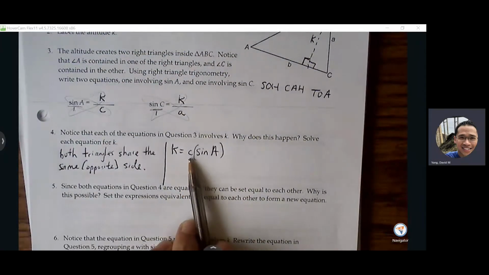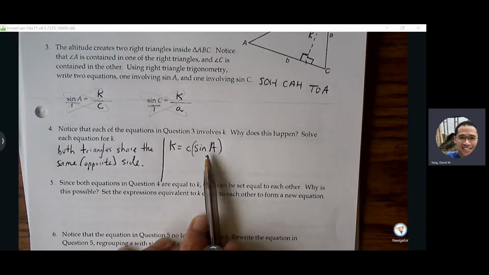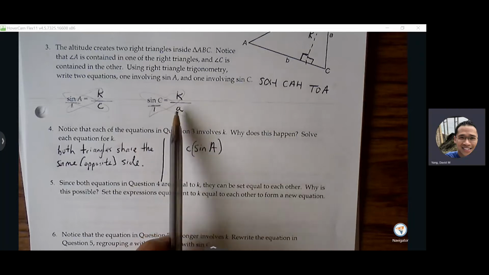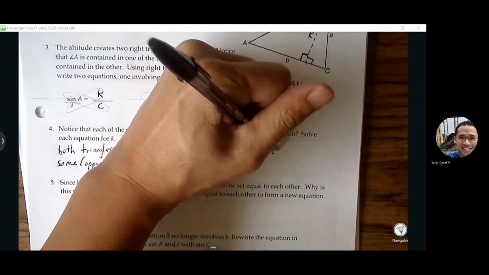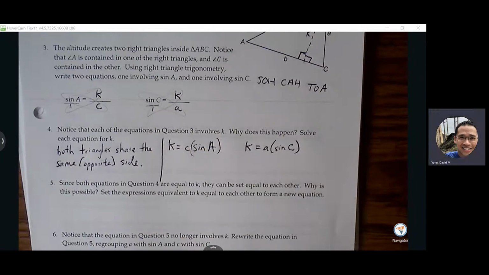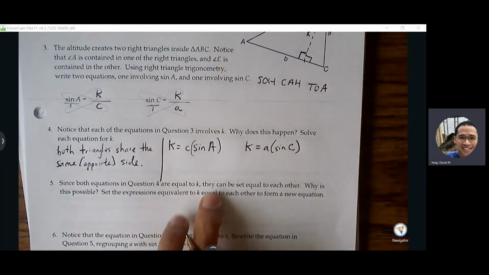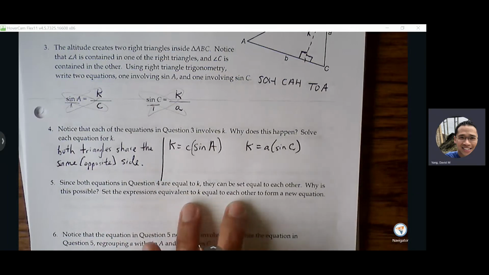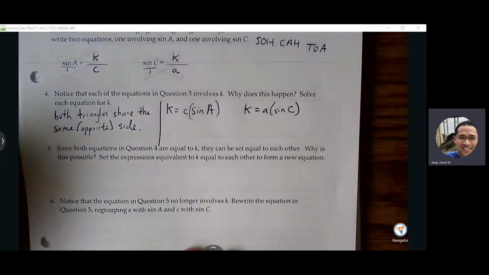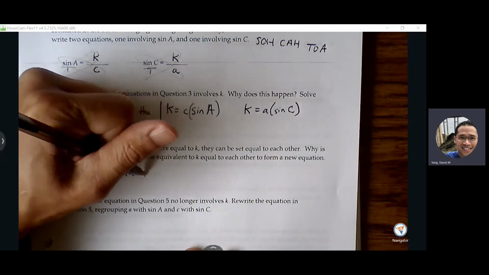I just want to make sure that c is representing a side length, not an angle. So that's meant to be lowercase c sine of A. And likewise, with the other equation, k is equal to a sine of C. Now that I have two equations, both involving k, we can set the two equations equal to each other, and it's possible because they're both equal to k. So c sine of A is equal to a sine of C.